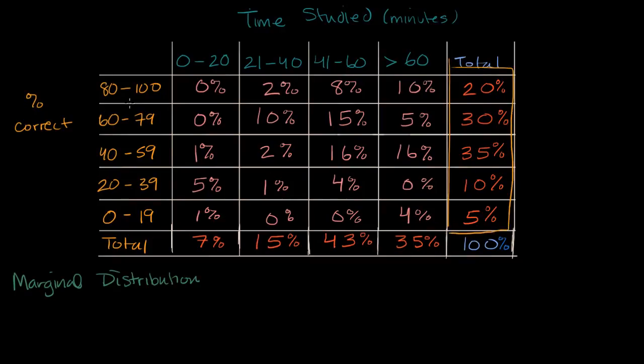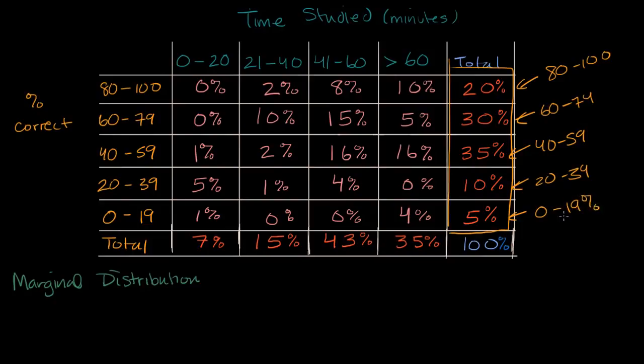And just to make it clear, I would see that 20% of my students got 80 to 100% correct. I would see that 30% of my students got between 60 and 79% correct. I see that 35% of my students got between 40 and 59% correct. I think you see where this is going. 10% of my students got between 20 and 39% correct. And then finally, 5% of my students got between 0 and 19% correct.